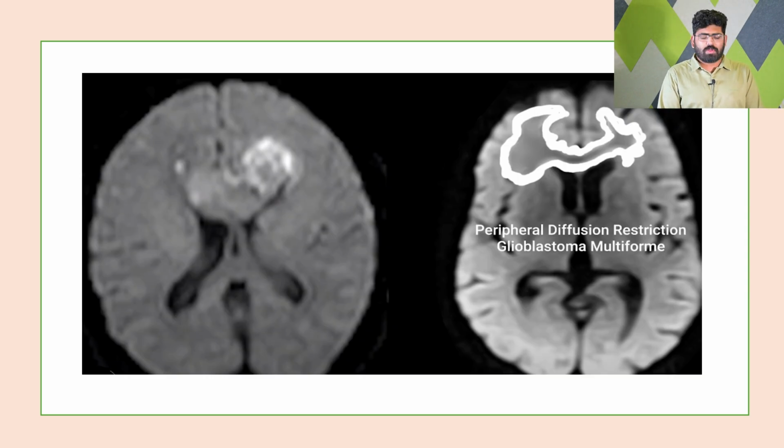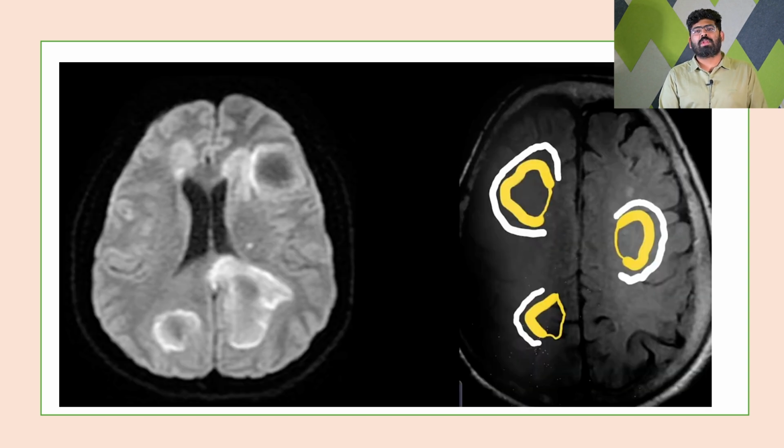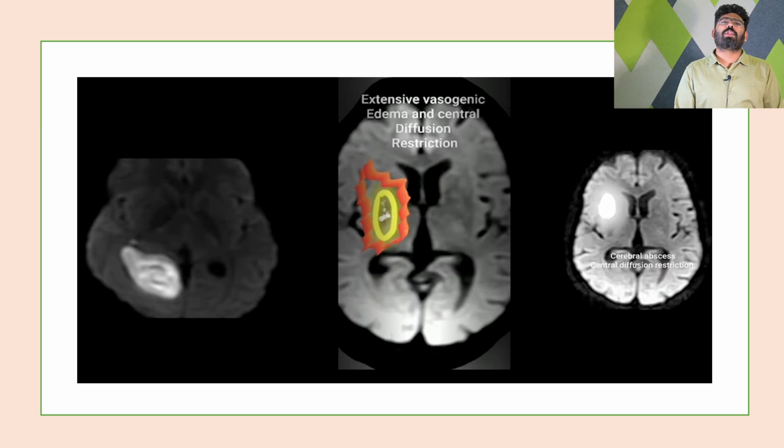In this case you can see irregular peripheral diffusion restriction, and this is glioblastoma multiforme. You can see the progressive end and the normal brain tissue, and this is demyelination. And in this case you can see a central diffusion restriction and excessive vasogenic edema, which we keep as abscess. This is a case of an abscess.